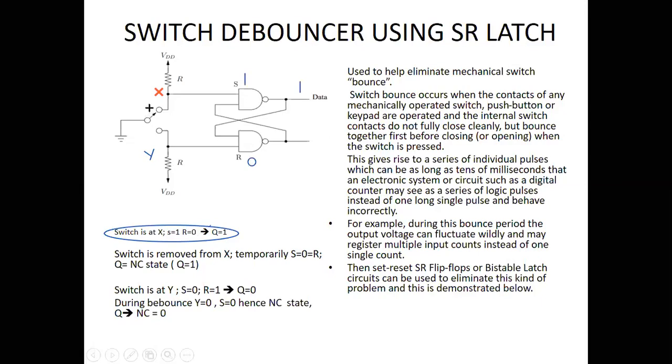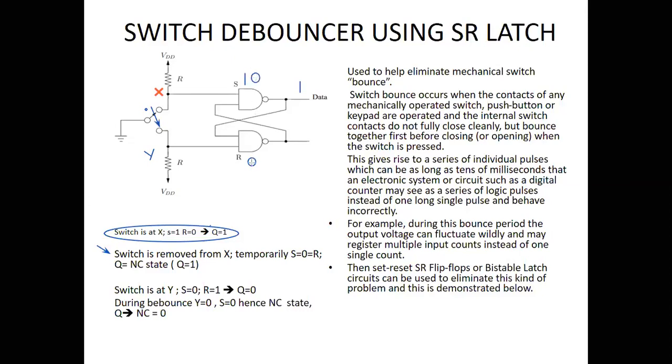Now what happens? The switch is changing its position. That means the switch will be connected over here. Now when the switch is removed from X, when it is getting connected from X to Y, it is removed for a certain amount of time. Now when the switch is removed from X temporarily for some time until it is connected to Y, this value will get updated to 0.